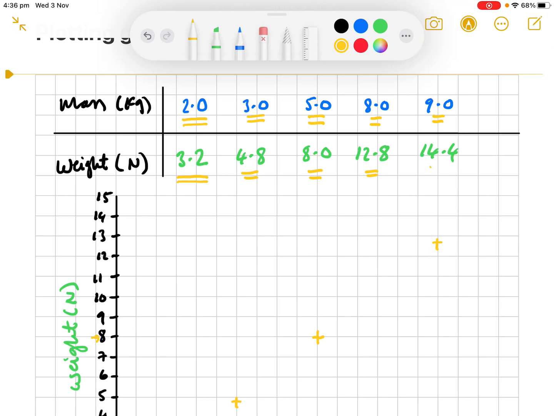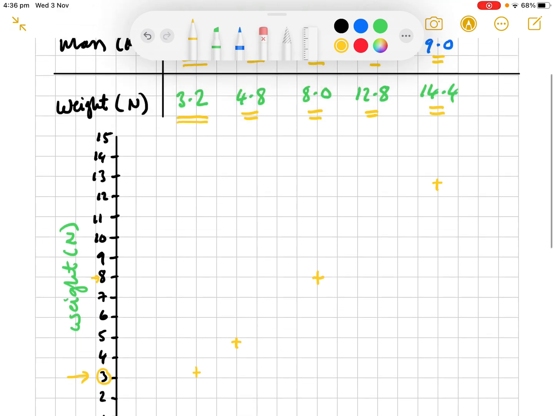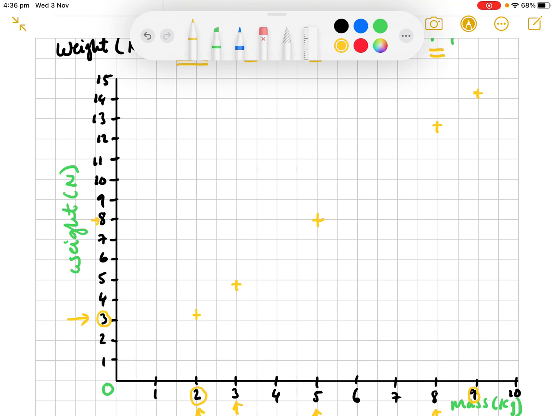And then my last point, 9 kilograms and 14.4 newtons. So there's my 9 kilograms there. And I want to go right up to 14.4. Well, 14.4 is almost halfway between 14 and 15. That would be 14.5. So it's just slightly short of halfway. Maybe about there. Now remember, you'll never get this exact. You just have to do your best.